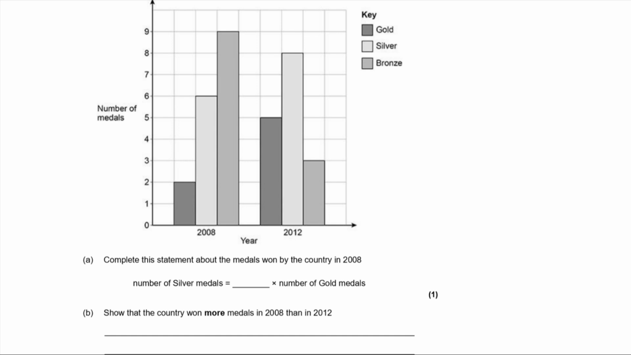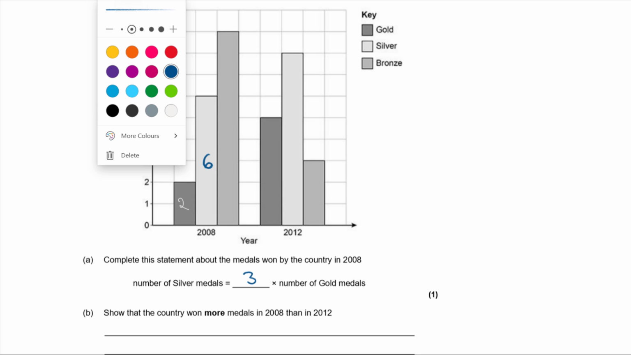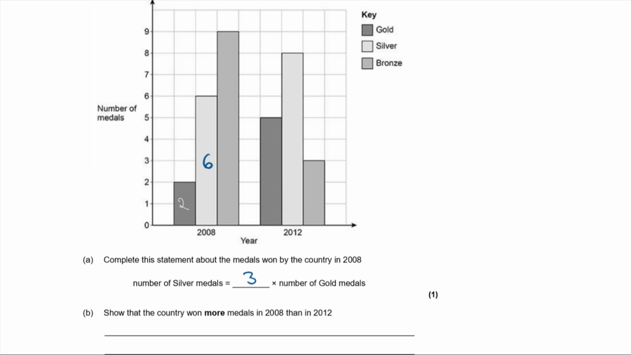Well, in 2008, that's the first set of bars, isn't it? So how many of each have we got there? So for gold, there are 2 gold medals, and then the silver is the middle one, that's 6. So 2 times what is 6? It's 2 times 3, isn't it? So it's going to be times 3 there. Show that the country won.